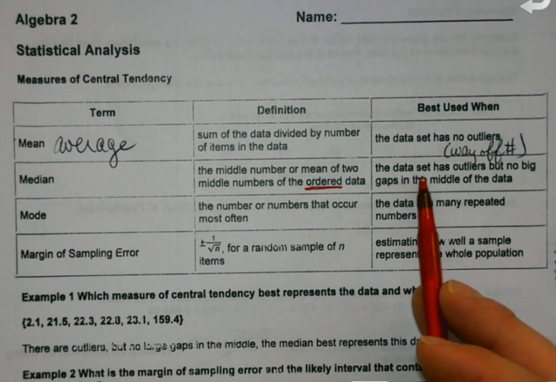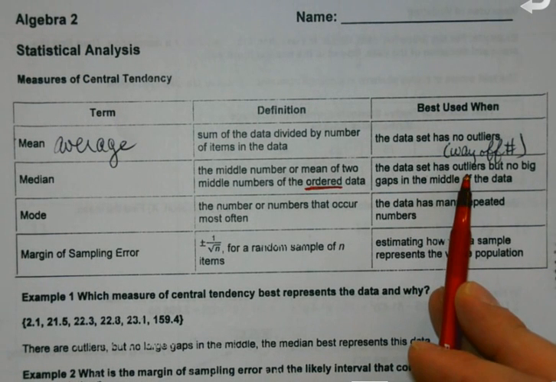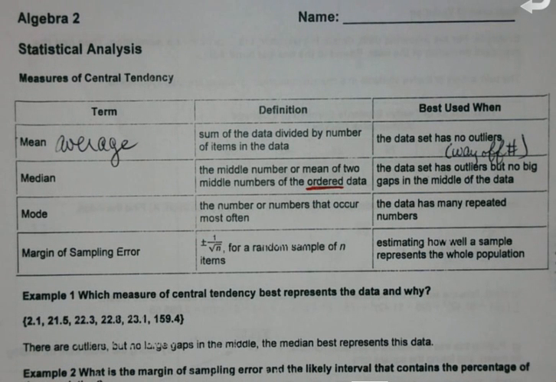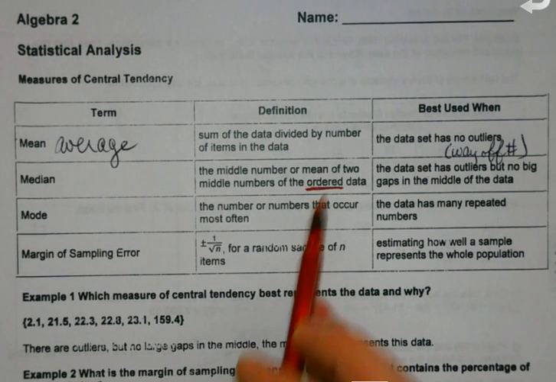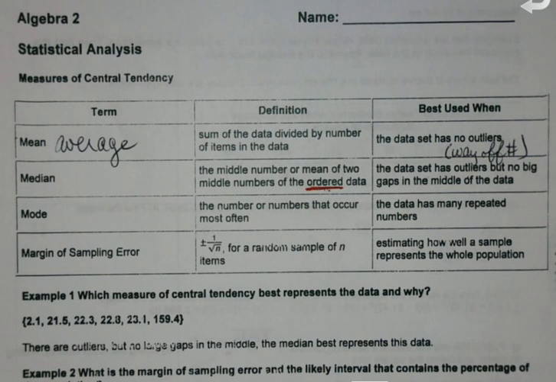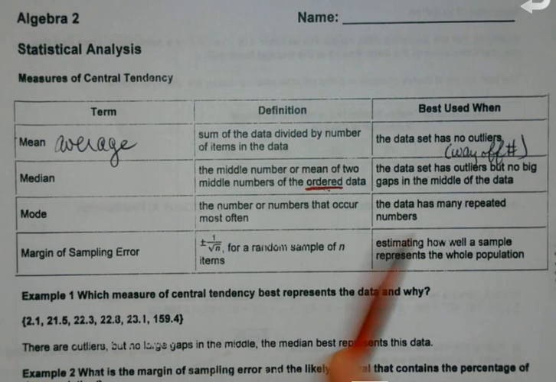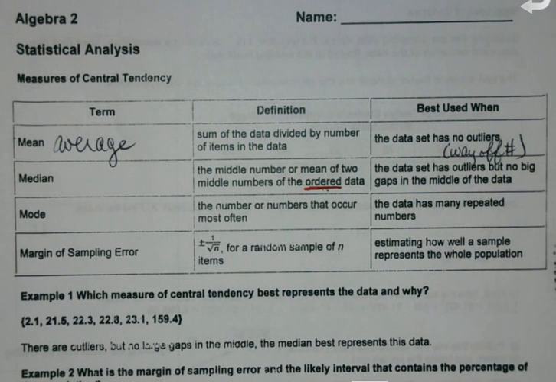Now with a median, you can have outliers, but no big gaps in the middle. Because when you're looking at the median, you're just looking at the number in the middle of your list. So if you have monstrous gaps, that would kind of mess that up a little bit. But we're going to get to play with those in a little bit down below. Ordered is the big deal here. Mode is what occurs most often. So if you have data where the same number keeps showing up over and over again, that would be a good measure of your data.